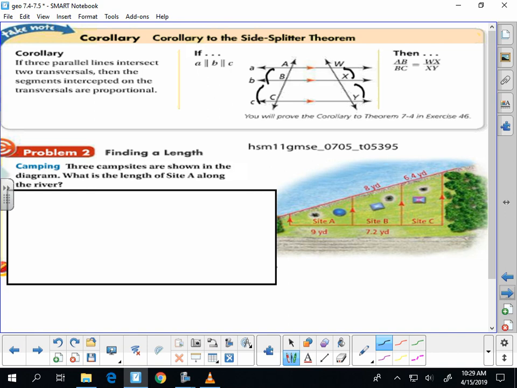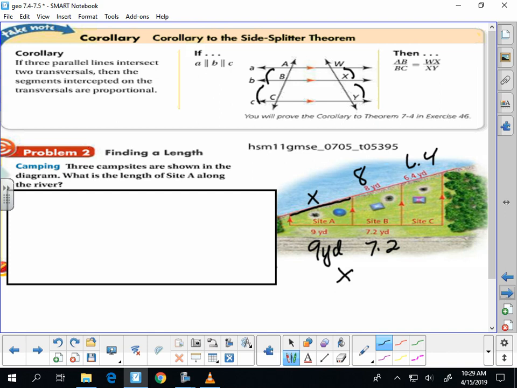So in this case it says 3 campsites are shown in the diagram. What's the length of site A along the river? So I want this, I'm going to call it X. This says this is 9 yards. This is 7.2, 8, 6.4, and this just says site C. So how do I find X? Extend my parallel line, give me 2 fractions.